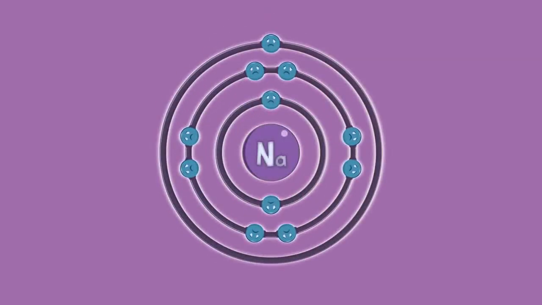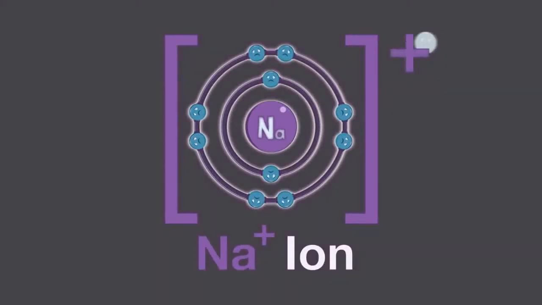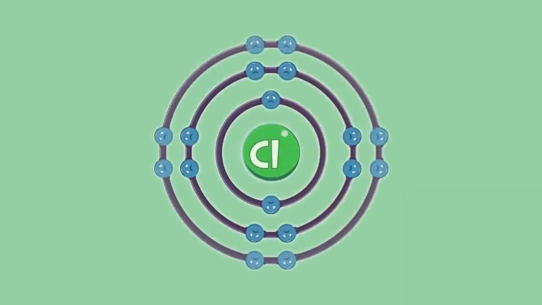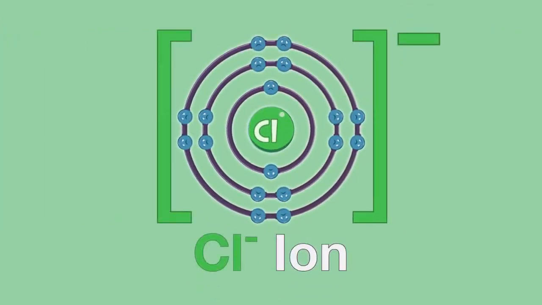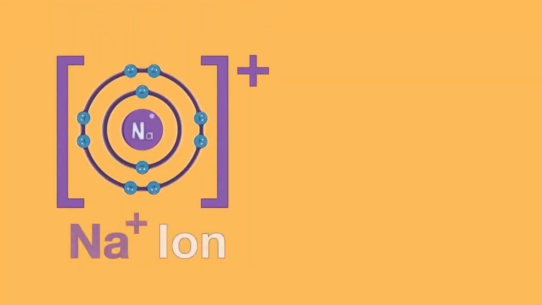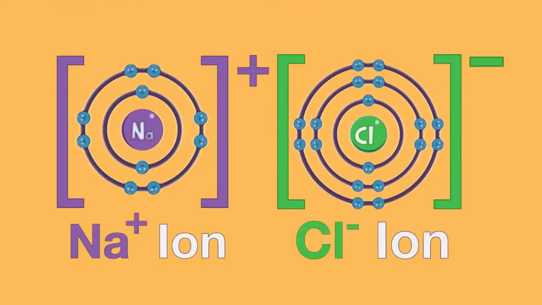Sodium loses one electron to form a sodium ion. The electron is not lost, but transferred to chlorine to form a chloride ion. So we have a sodium ion and a chloride ion.